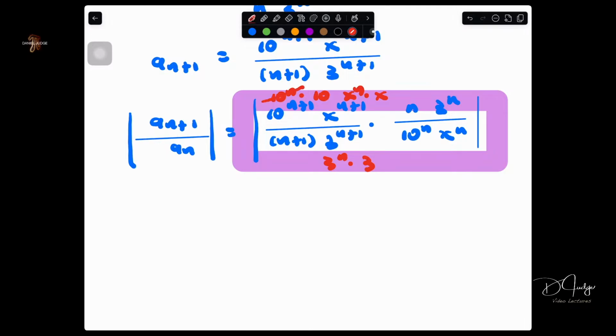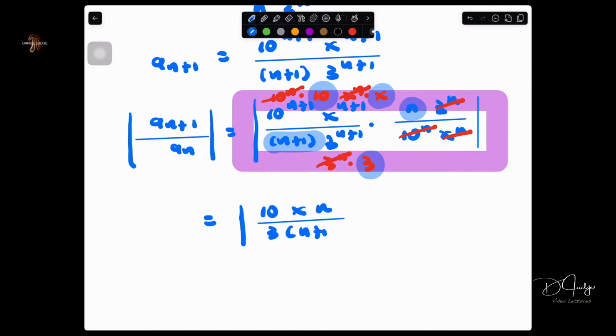So let's start our cancellation here. And now let's see what's left. 3 to the n goes away. Okay, let's be careful here. 10 is left, the x is left, the n is left, n plus 1 is left, and 3 is left. So we have to be very, very careful to see what is actually left here in the absolute value. 10x n. And I'm going to just change the order of those numbers.